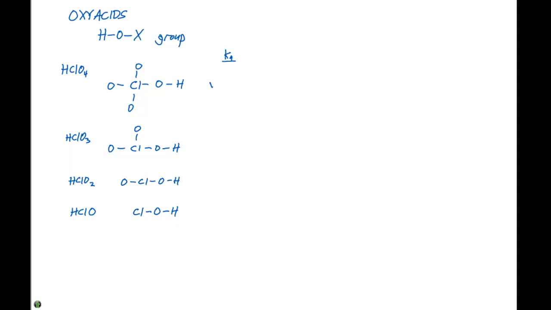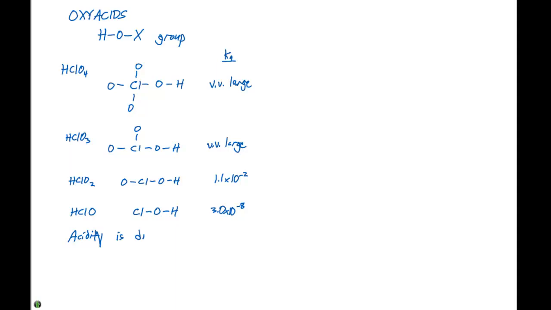For HClO4 and HClO3, our Ka is very, very large, and we consider these to be strong acids. For HClO2, we have 1.1 times 10 to the minus 2 for the Ka, and for HClO, we have 3.0 times 10 to the minus 8 for the Ka. So let's try to determine some type of trend to figure out why the Ka decreases so much down this series.